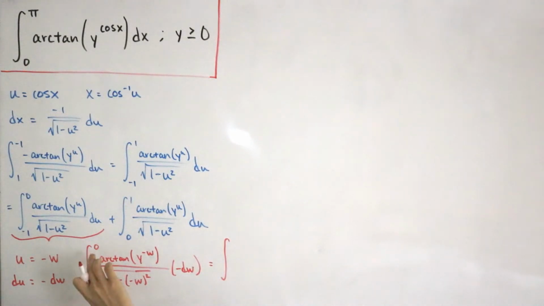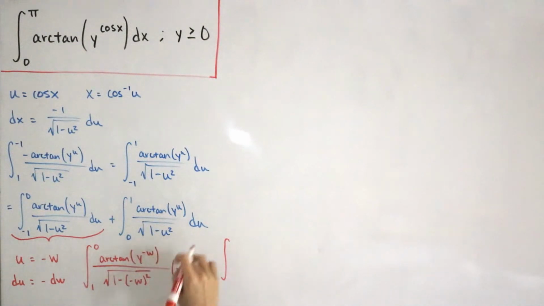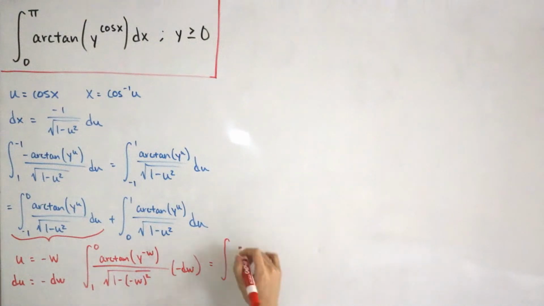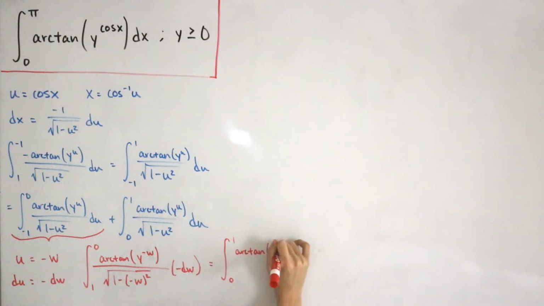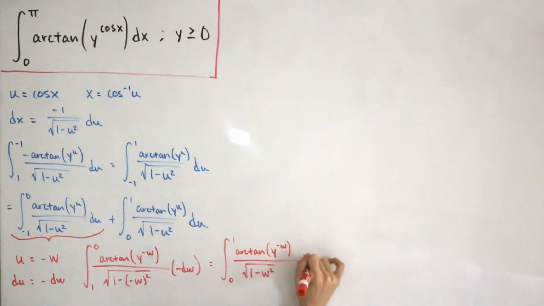And so now in turn, we can actually make a little bit of some changes. For one, we can flip the bounds again, and so that'll be a negative. Then that negative will cancel out. And another thing, as I mentioned, that negative w squared is always going to be positive. So it's just back to the same thing, since again, the square root of 1 minus u squared is always going to be an even function. So this is 1 over here, 0, and then arctan of y to the negative w, then divided by the square root of 1 minus w squared, and then dw.